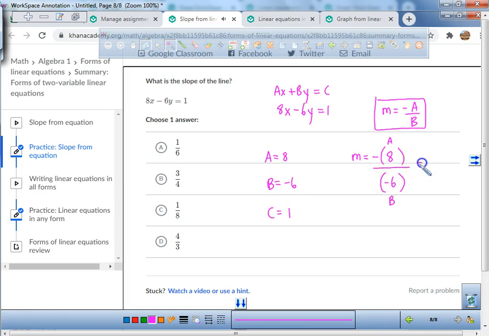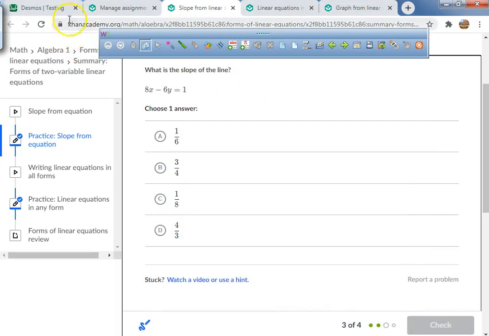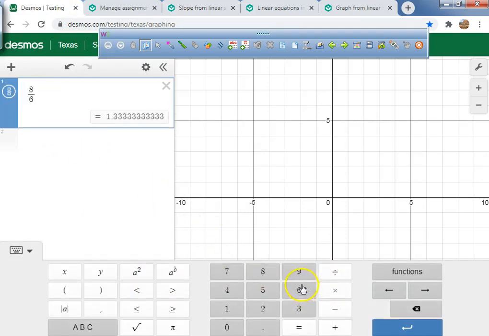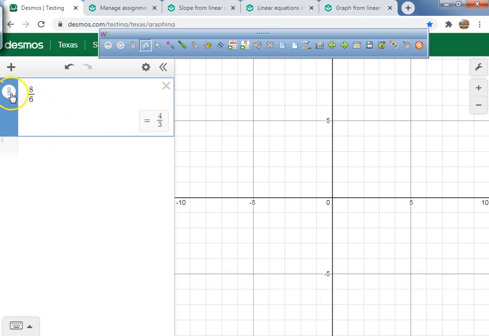Negative 6. Does everybody see this negative is multiplied to the 8, and this is negative 6. A negative divided by a negative is a positive, but this reduces. I can take half of 8 and put a 4, and half of 6 is a 3. Now, if you don't know how to reduce fractions, it's okay. You just go to your calculator and simply reduce it. So how could you reduce a fraction? You could even go to Desmos and do what? 8 divided by 6 and hit the fraction. What does it do? 4 over 3.